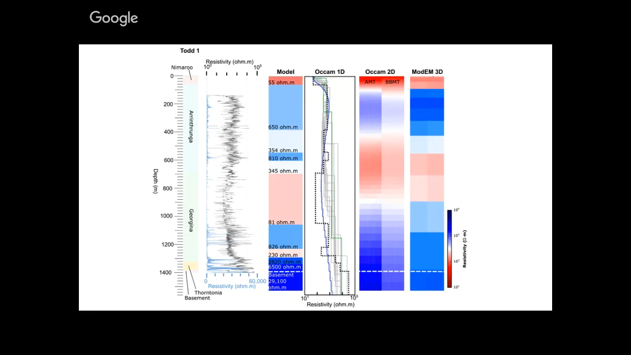So if I understood you properly, you've got a synthetic. Generate your 1D data. And then you go ahead and you invert it with a 1D code. You don't get out quite the resolution that you expect. And so then you use the same data and you invert it with a 2D code.